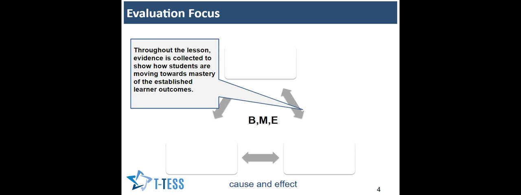Throughout the lesson, the appraiser is collecting evidence to show how students are moving towards mastery of the established learner outcomes. This means that the appraiser is in tune with other aspects of the lesson, including where the class is with the unit of study: just the beginning of the unit, the middle of the unit, or the end of the unit. All this evidence is captured at the beginning, middle, and end of the lesson, thus observing the entire lesson is key.